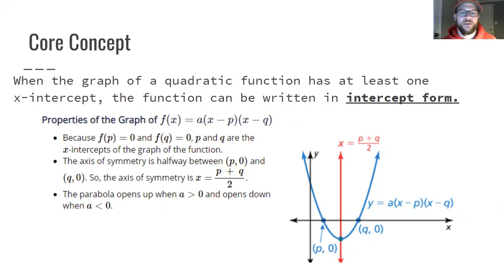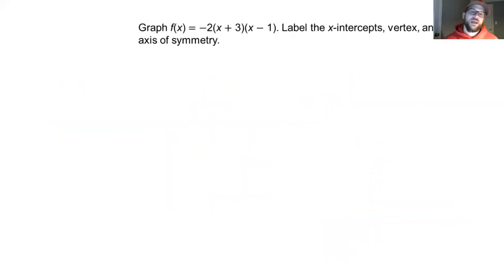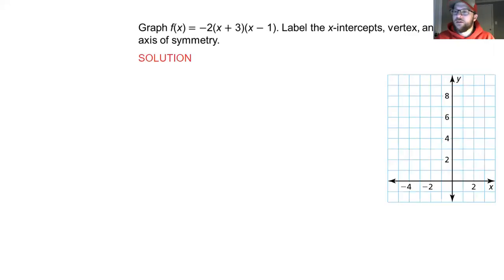If it's positive, it opens up. If it's negative, it opens down. So let's look at a quadratic in intercept form, graph it, label the x-intercepts, the vertex, the axis of symmetry, all that. So this is still a quadratic function.